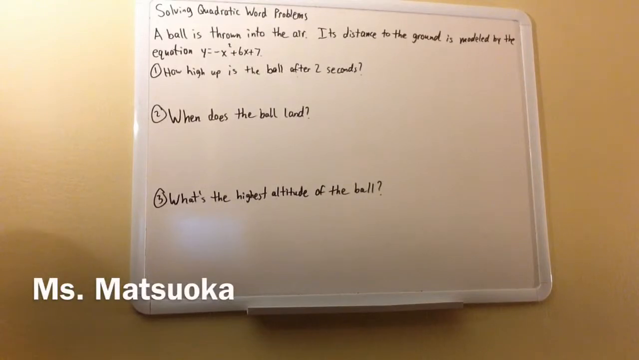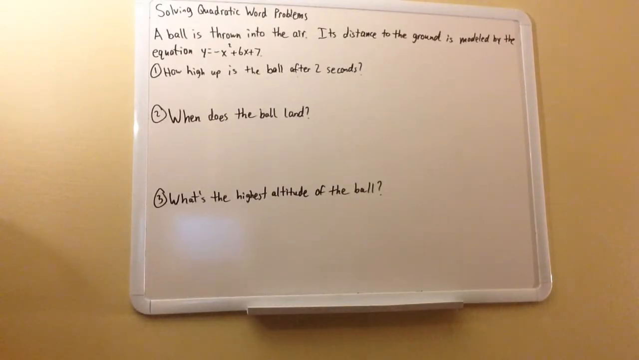I have two types. One is the type I have written here, and I have one other type that I'll show you later. The first one is you have this ball, it's being thrown in the air, you have a distance to the ground, it's being modeled by a certain equation, and the first question is how high up is the ball after 2 seconds?